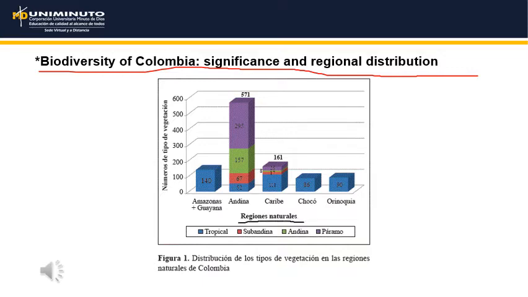Thus, it can be seen in the graph that the Andes region concentrates the greatest vegetation richness, while the Paramo has the greatest variability. Most likely, it is due to the influence of the physical environment and environmental conditions.